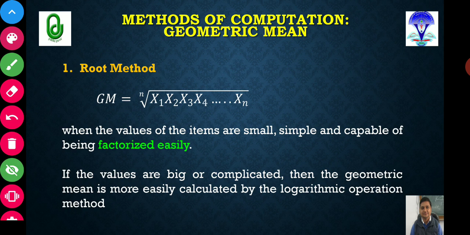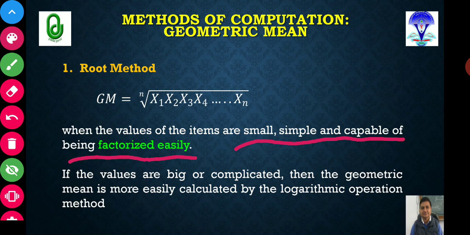Now what are the various methods of computation of geometric mean? There are mainly two methods. The first one is the root method that we have already seen, the nth root of the product of values. This root method is applied when the values of items are small, simple and capable of being factorized easily. Factorized means we can easily find the nth root of that particular value.